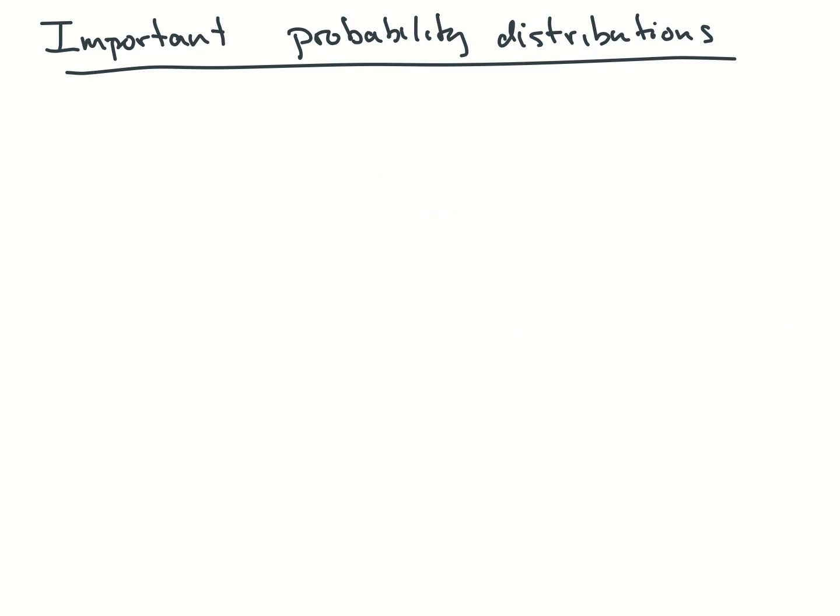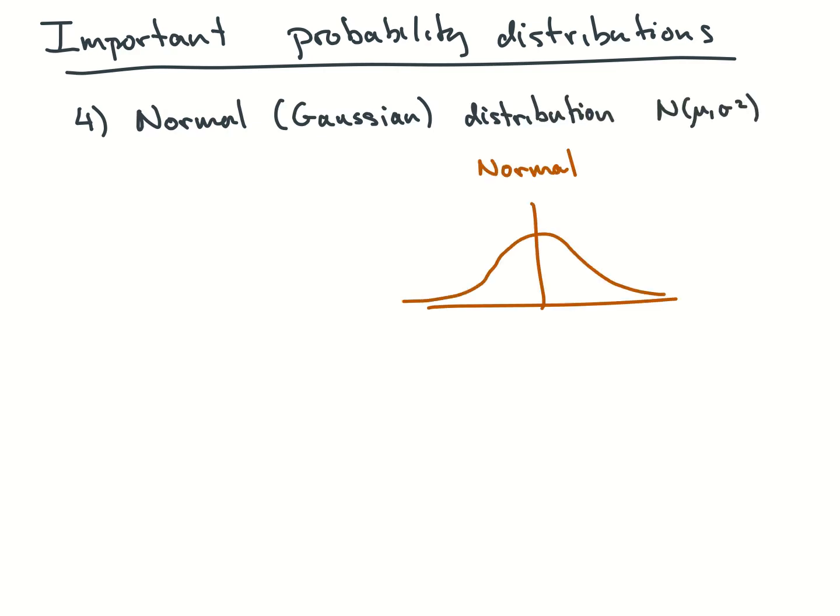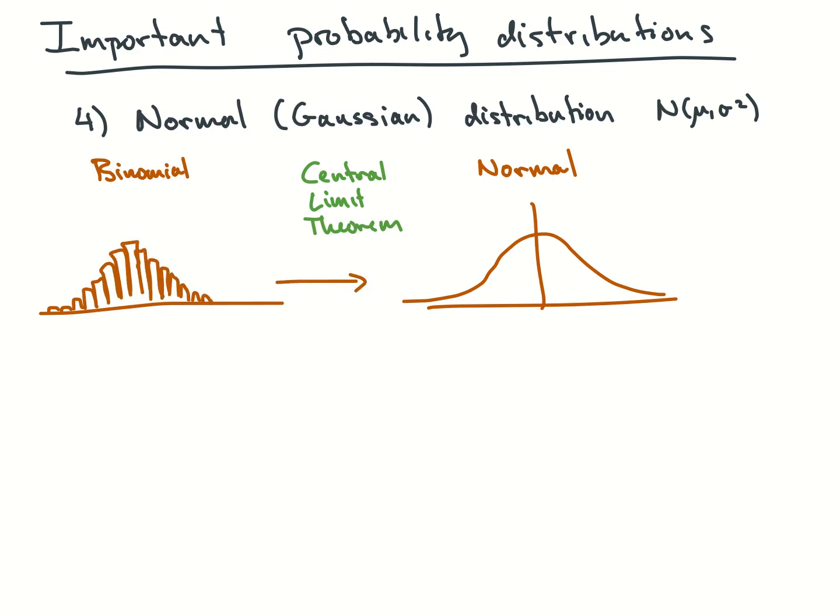Moving on to continuous random variables, the normal distribution, or Gaussian distribution, is a continuous distribution arising, according to the central limit theorem, as a limit of binomial distribution. It has two real value parameters, mu and sigma, and its density is this.